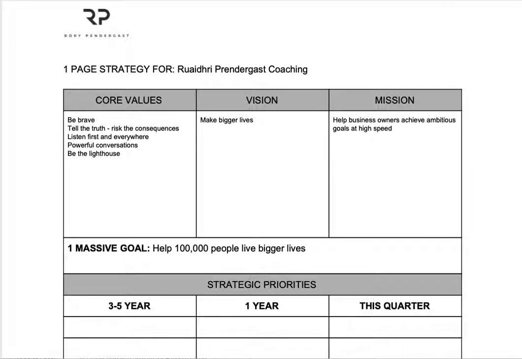So what is the vision for you and what do you aspire to in your business? For me, in my business, it's to make bigger lives. Again, that means something to me. There's a story behind that. So I want to make bigger lives, a bigger life for myself, a bigger life for my son and my wife.